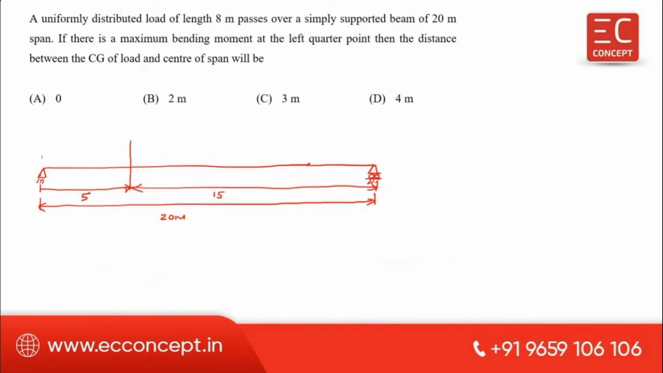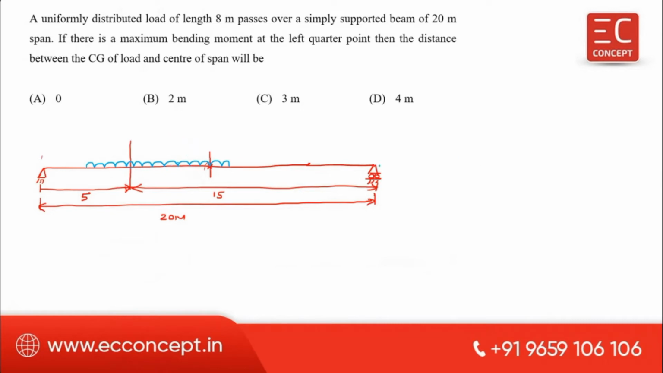Okay. Then they are asking, this is the midpoint of the beam. They are asking if there is a maximum bending moment at the left of the quarter point, then the distance between the center of the beam and the center of the load. For calculating the center of the load, first of all, you have to conclude how much load will be present left of the section, how much load will be present right of the section.